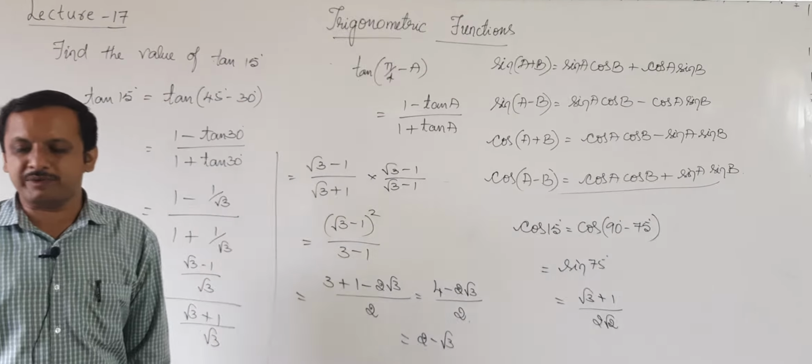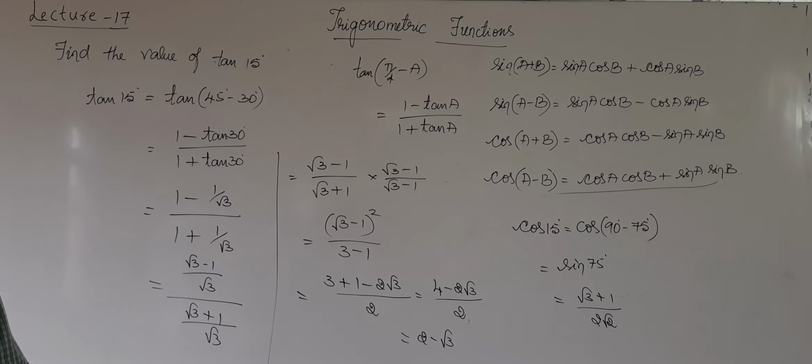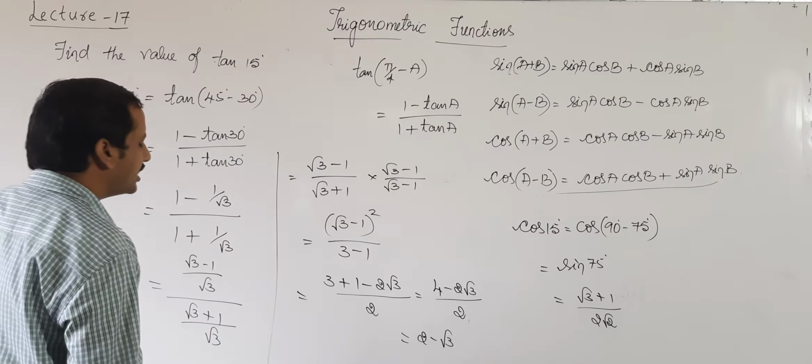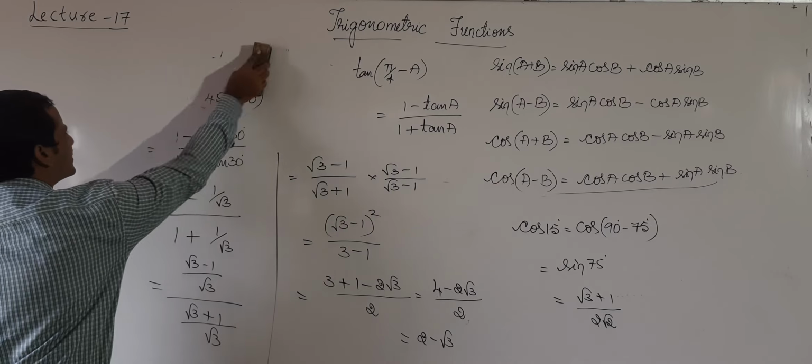In the same way, we can obtain the values of cot 75 and cot 15 also. Secant 15, secant 75, cosecant 15, cosecant 75. Just taking the reciprocals, we will get the values of all those.